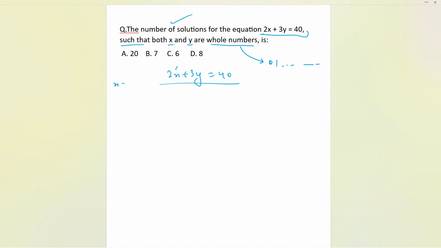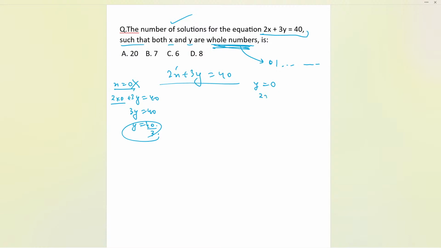So if I take x as 0, it will be 2 times 0 plus 3 times y equals 40. So this will become 3y equals 40. Y we are getting as 40 by 3. Are we getting this as a whole number? No. 40 by 3 is not a whole number. So we cannot take the value of x as 0. In that case, we'll take y as 0 and try to calculate the x value.